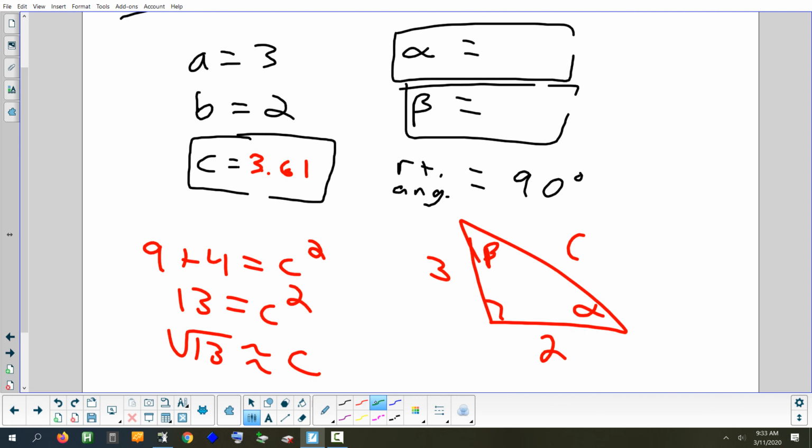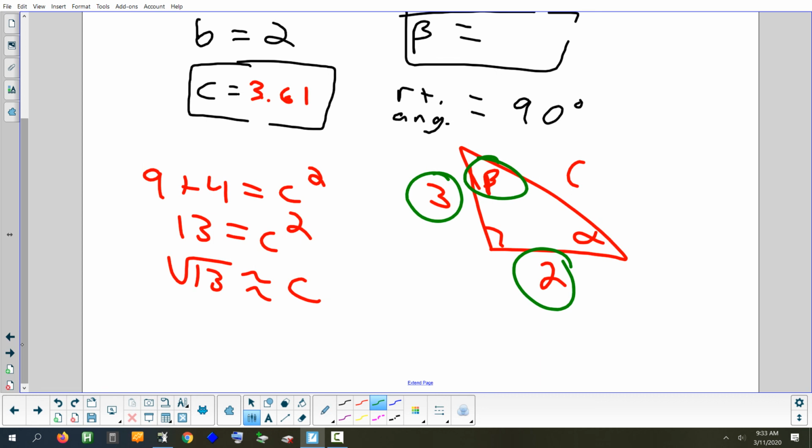Okay. So I'm going to do what I always do. Circle the two things that I was given. And now I'm going to pick one of the two things I don't know to find. Sheridan, do you want to do alpha first or beta? Beta. Beta? Okay. So we're going to do beta. So, Ariel, can you label all three sides for me? Which one is which? So we're looking for it from the perspective of beta. So they're opposite. Yeah. 2 would be opposite, 3 would be adjacent, and 2 would be hypotenuse.